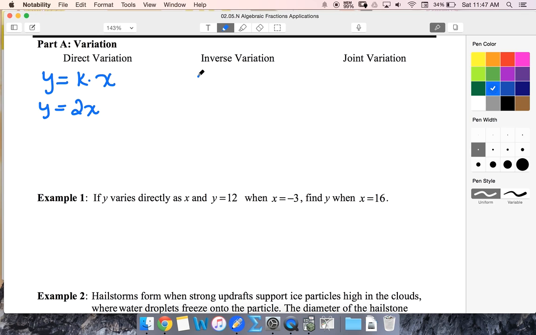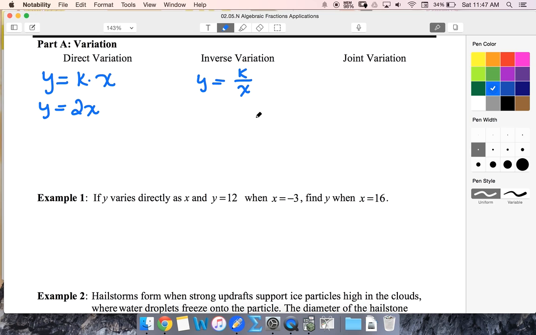Inverse variation is y equals k over x. So now, as x gets bigger, y gets smaller, because I've got this constant k that gets divided by a bigger and bigger number.